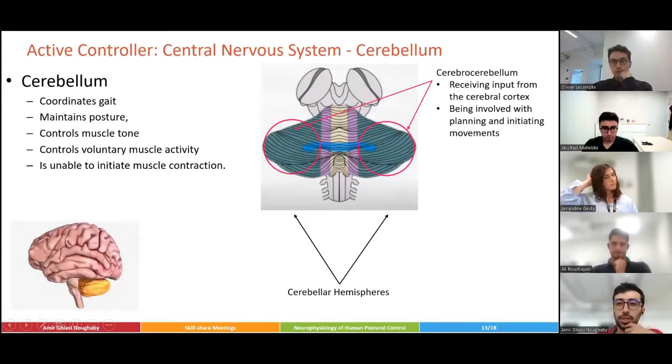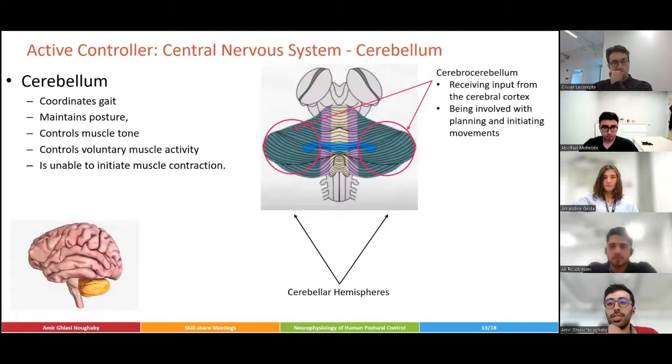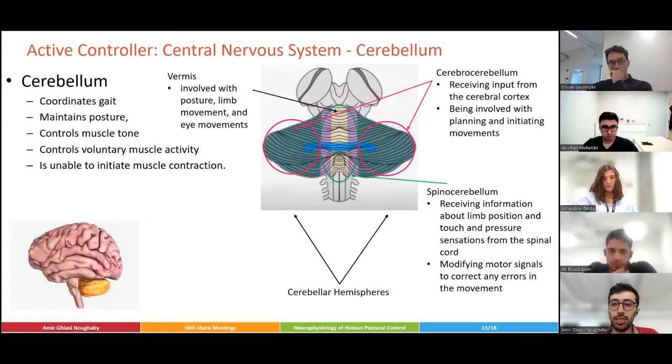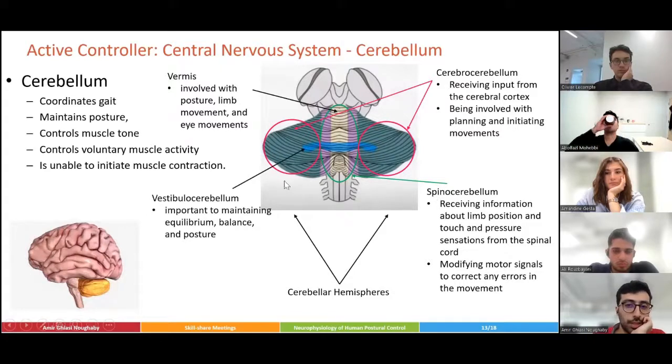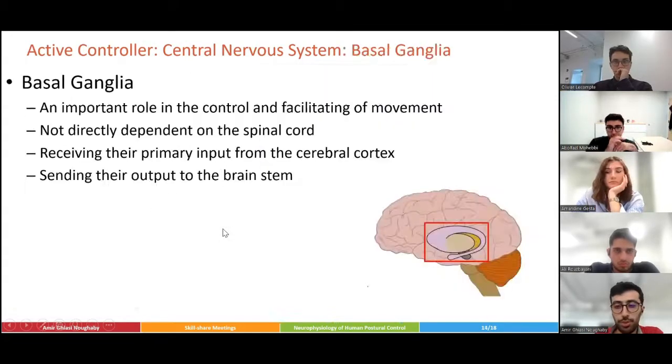The first part is the cerebrocerebellum, which receives input from the cerebral cortex, and it's involved in planning and initiating movements. The other part is the spinocerebellum, which receives information from limb position and pressure sensation, and also modifies motor signals. The vermis is another part of the spinocerebellum. And the third part of the cerebellum is the vestibulocerebellum, which is important for balance and posture.